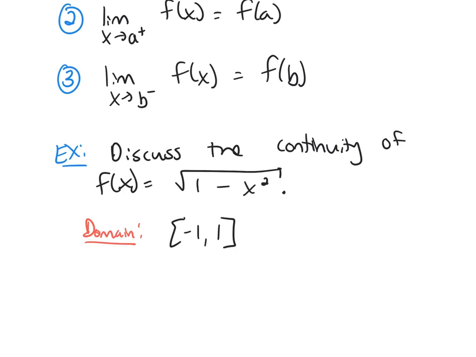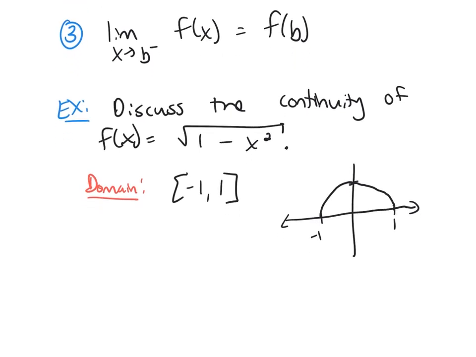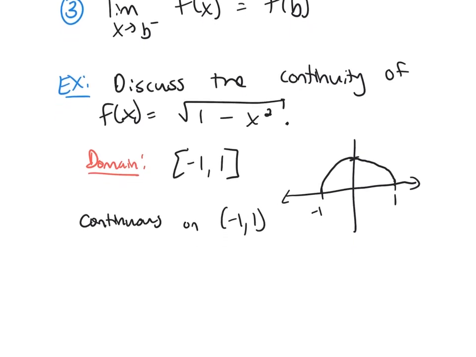And we've looked at a similar kind of function previously. If I graph this function, it would be the upper half of a circle of radius 1 centered at the origin. And if I look between -1 and 1, my function is continuous. So I know that it's continuous on -1 to 1. And this corresponds to that first condition in our definition.